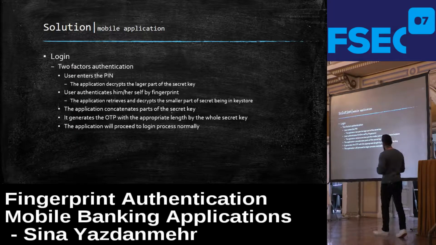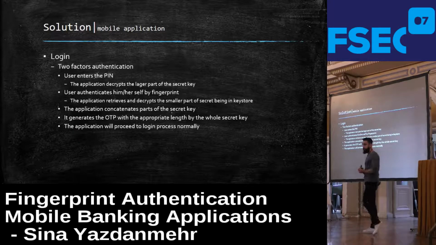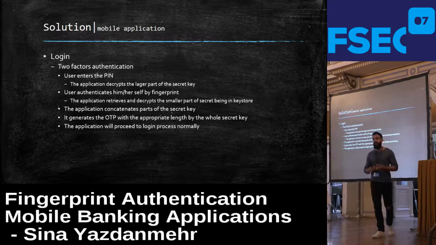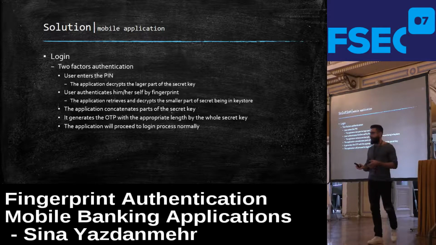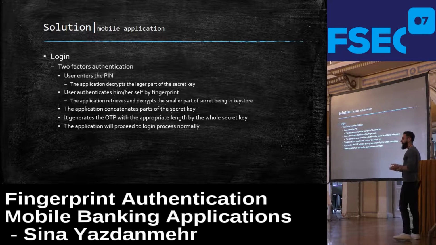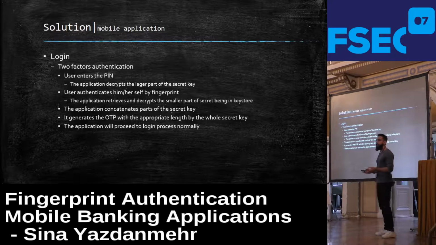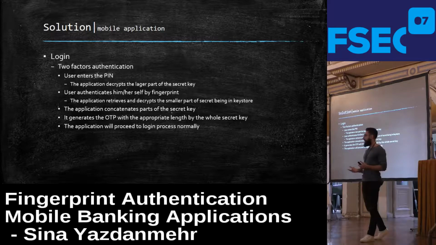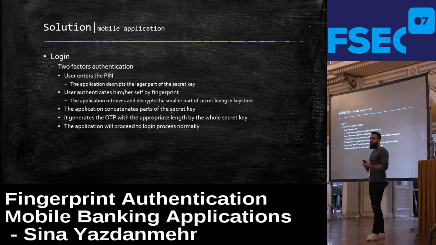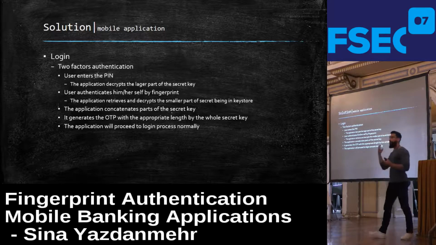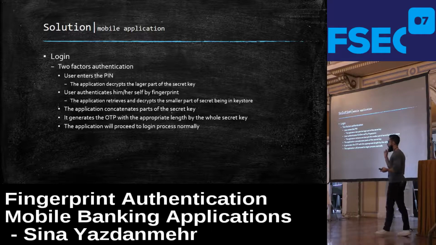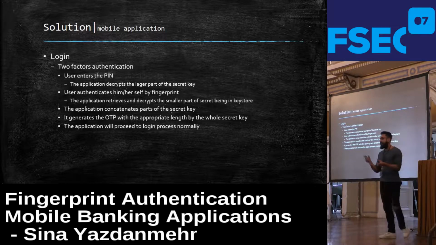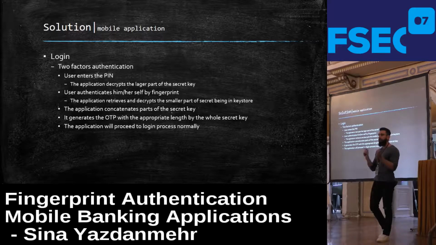But what about two-factor authentication? First, the application asks the user to enter the PIN, in order to decrypt the bigger part of the secret key. After that, it asks the user to authenticate himself with his fingerprint. Now the application can retrieve the encryption key from the key store, to decrypt the smaller part of the secret key. Now the application has two parts of the secret key in plain text.